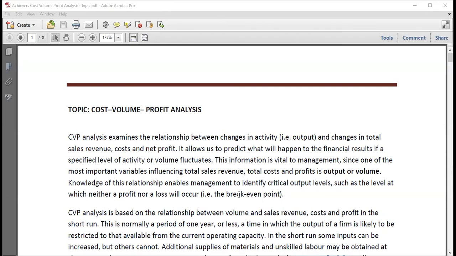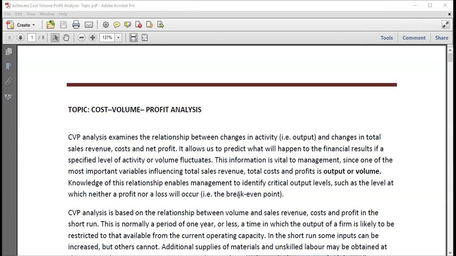So basically, what does CVP mean? What does cost volume profit analysis mean? The terms cost, volume, profit are very common to you. Cost is what the business incurs to ensure that it is doing the production of its goods. And then volume is to do with quantity. How much is the company producing, in terms of production.